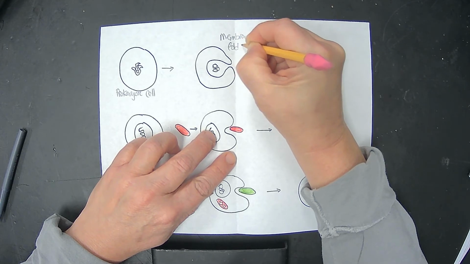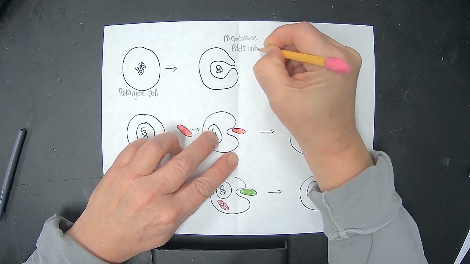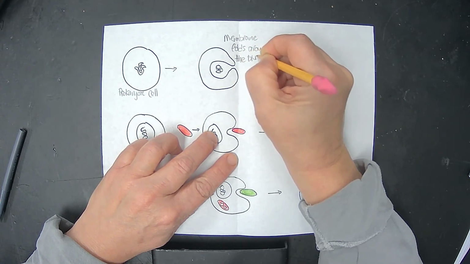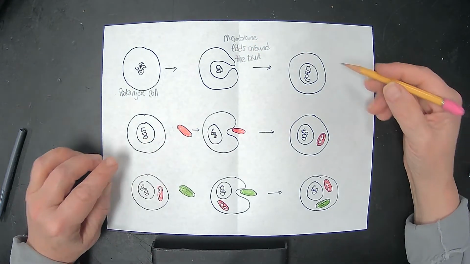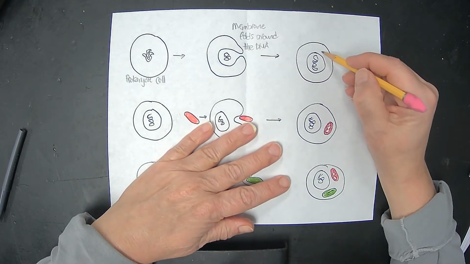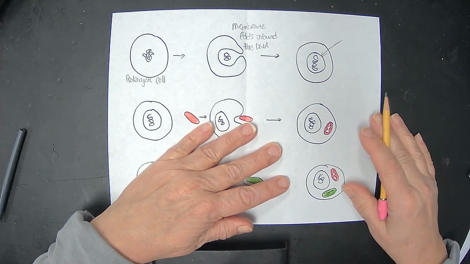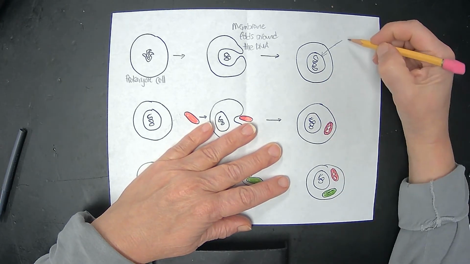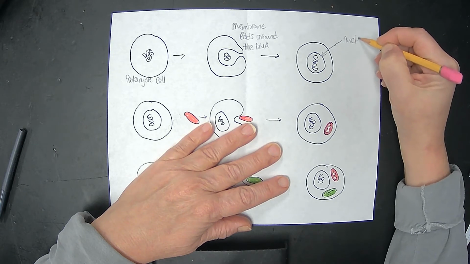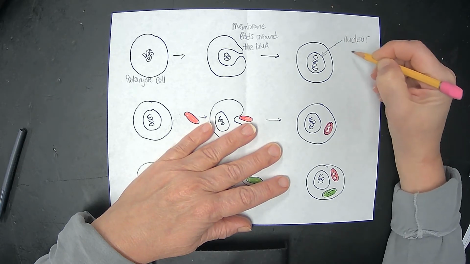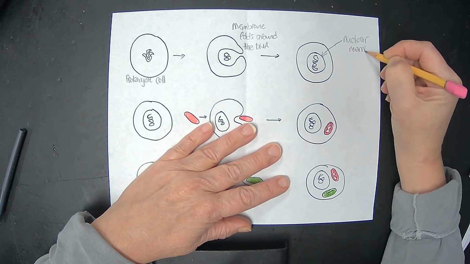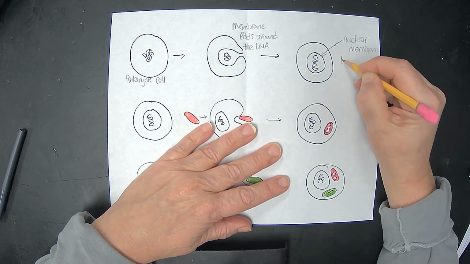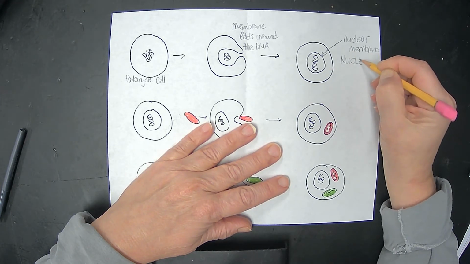folds around the DNA. And then lo and behold, in the end one, what do we have here? What is this? There is a membrane around the nucleus, around the DNA. And that is called a nuclear membrane. And what we have just formed is, right, this whole thing here is now a nucleus.